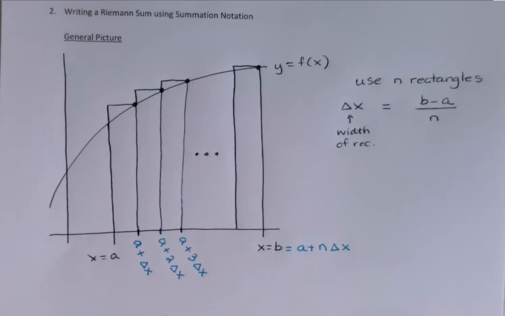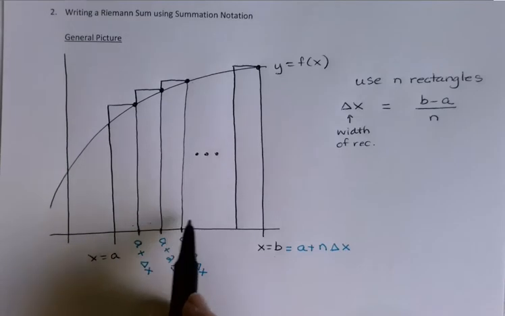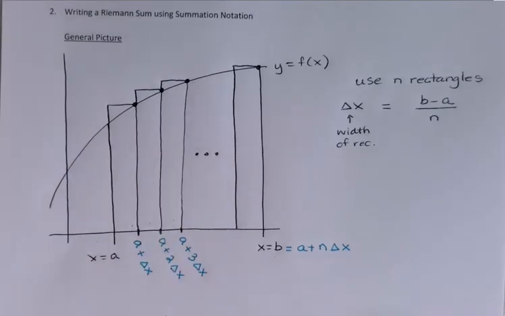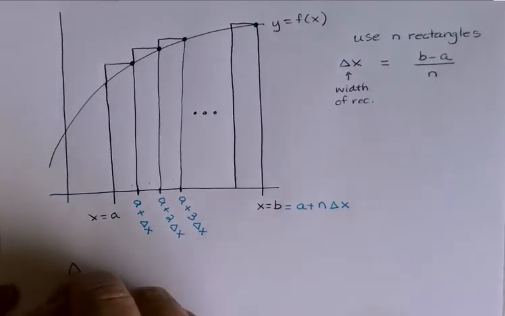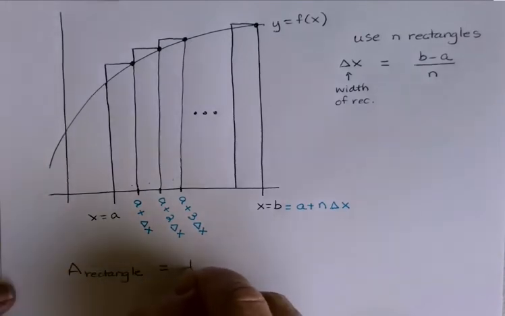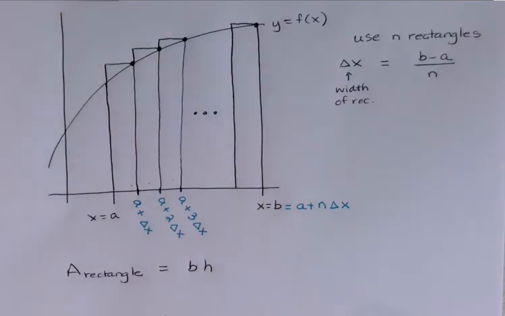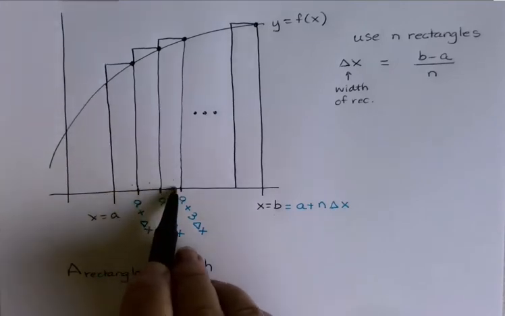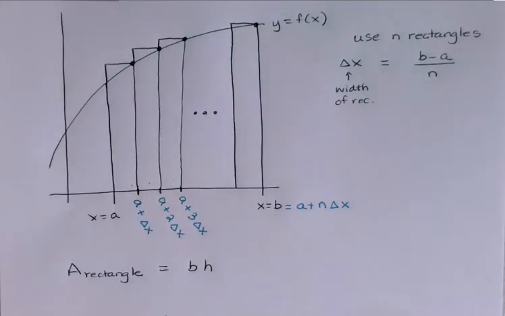All right, so these rectangles are now an approximation for the area under my curve. And so if I could sum up the areas of all of these rectangles, I would have an approximation, a Riemann sum approximation, to the area underneath this curve. So let's see if we can do that. The area of just one rectangle. Area of a rectangle is base times height or length times width, however you want to think of it, right? And the base of each rectangle is just this little piece delta x.